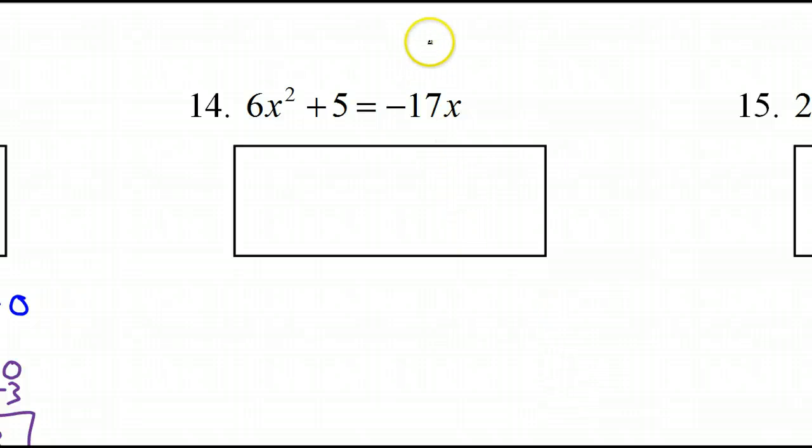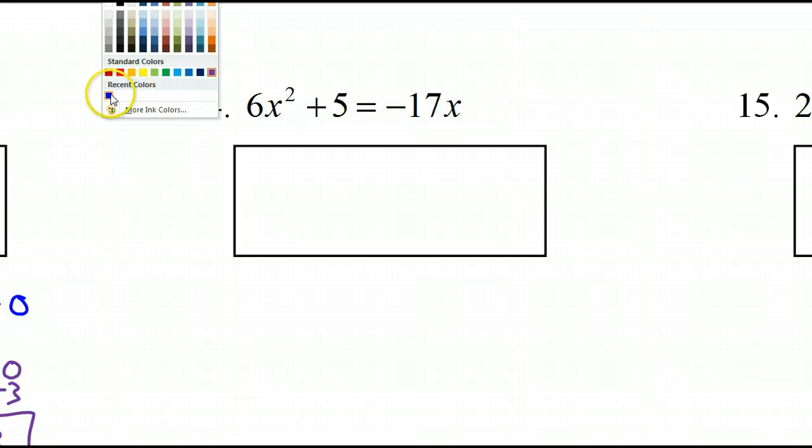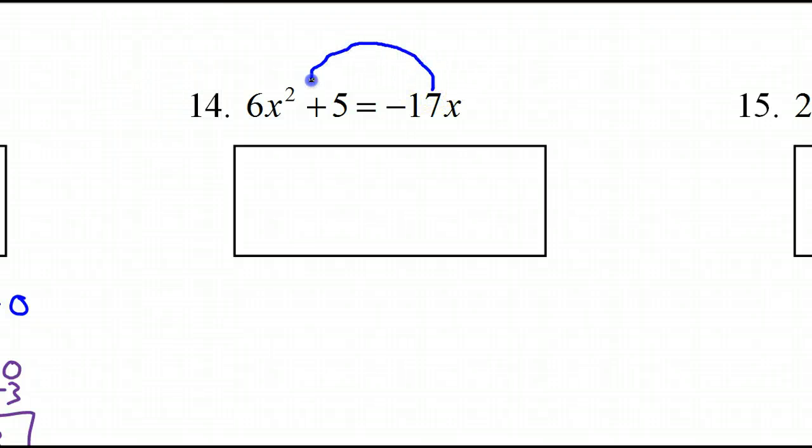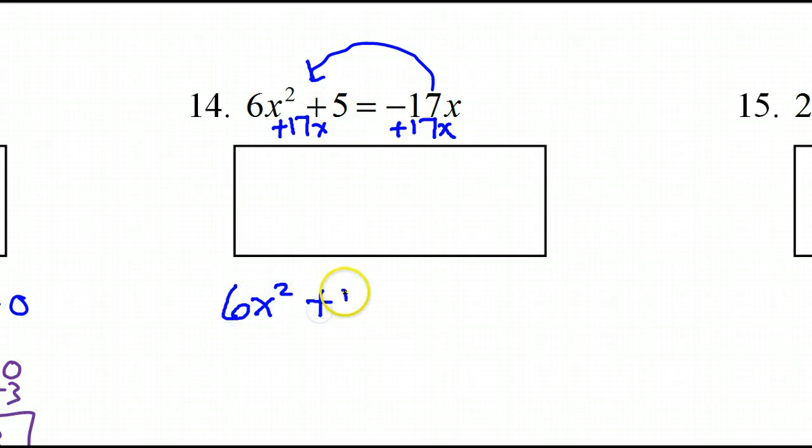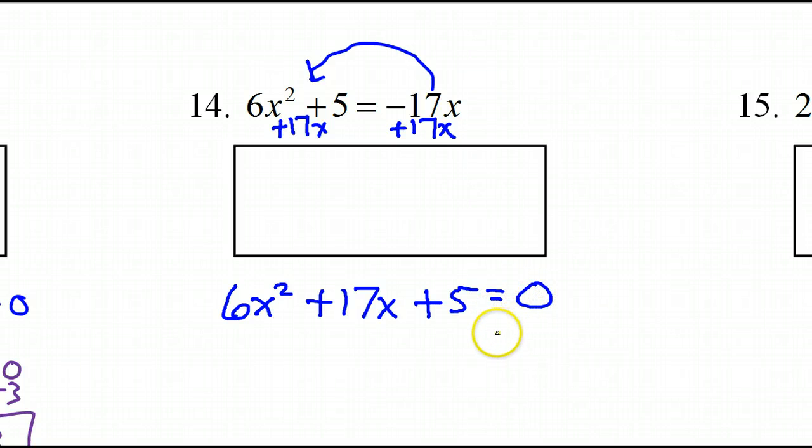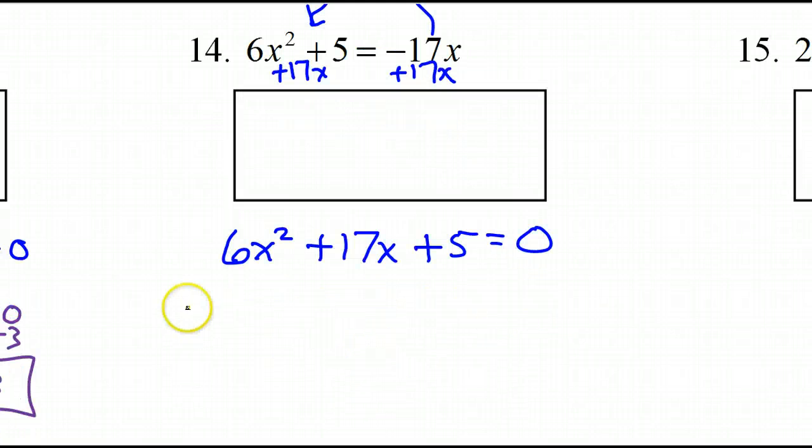Okay, 2 more problems. This time we don't have 0, so we need to move that over by adding 17x. So now I have 6x squared plus 17x plus 5 is equal to 0. Time to factor.